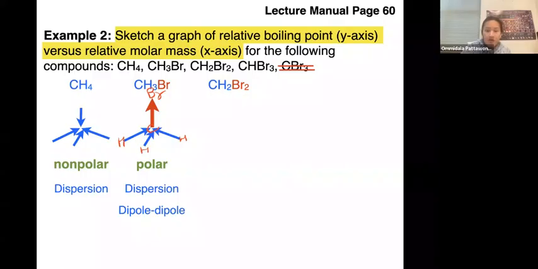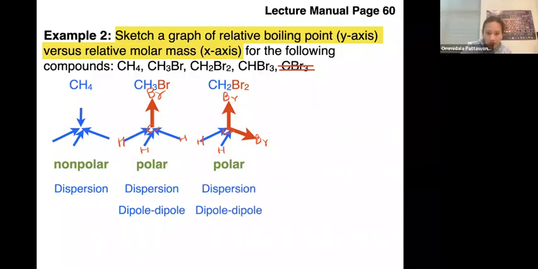Okay, same thing, you have CH2Br2, right? So carbon would be in the middle and you have 2 bromine that pull electron away from carbon. So therefore, this molecule is also going to be a polar molecule. And this molecule is going to exhibit dispersion and also dipole-dipole.